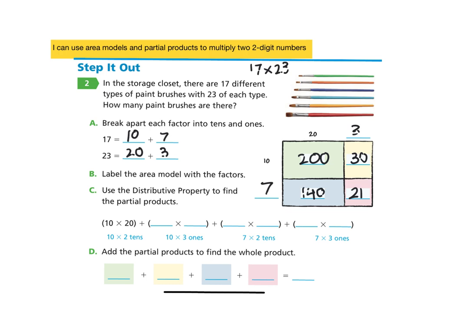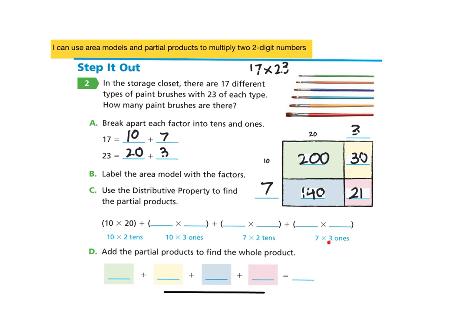For our next step, it says use the distributive property to find the partial products. Now, the distributive property is this idea that we can take each of the things we're multiplying and distribute them through and multiply them by each number. So like up here, I took 10 and I distributed it. I multiplied it by 20, and then I also multiplied it by 3. I took my 7 and I distributed it by 20, and I also distributed it to the 3.